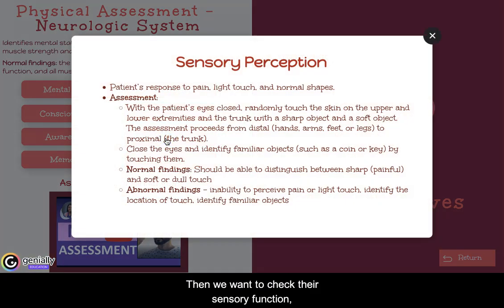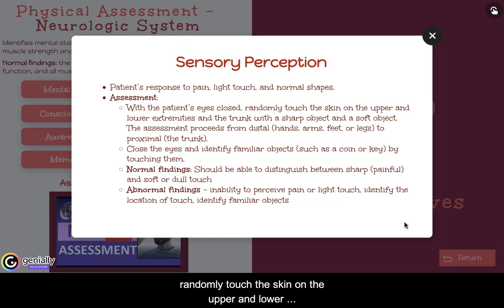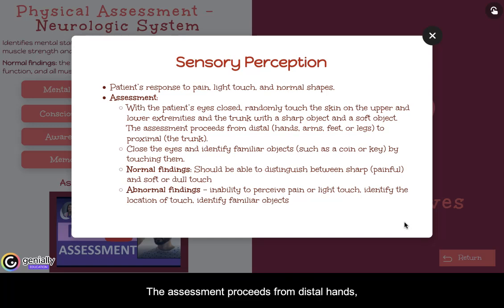Then we want to check their sensory function, the patient's response to pain, light touch, and normal shapes, right? So these are their other senses, their sight, hearing, touch. So how do we assess this? With the patient's eyes closed, randomly touch the skin on the upper and lower extremities and the trunk with a sharp object and a soft object. The assessment proceeds from distal, hands, arms, feet, or legs, to proximal, the trunk.